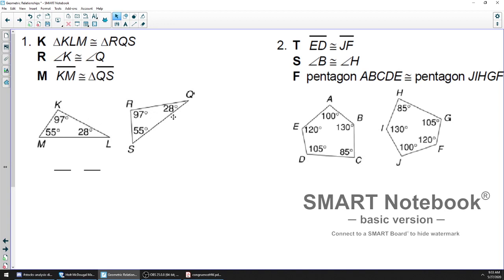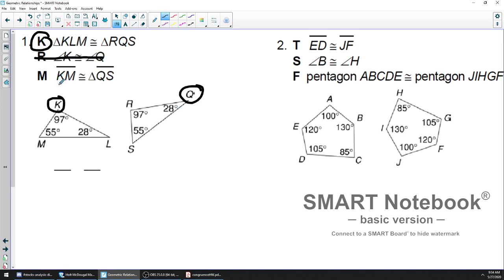Do they look the same? Do they have the same shape? Do they have the same numbers? Well, they are both triangles. 95, 95, 55, 55, 28, 28. Looks like they're congruent. So far this looks right. Let's see to make sure that the other two are wrong. Angle K is the same as angle Q. Is that right? No, this says 97. This is 28. So I know this is wrong.